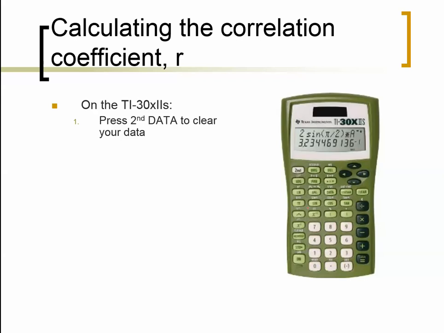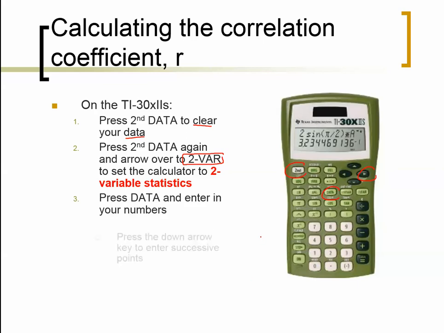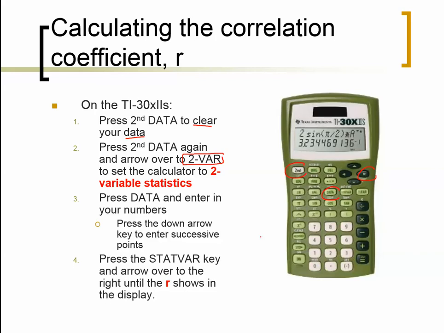So first we need to clear all data, so we're going to press second data. Press second data again, then arrow to the right and do clear data. Once you've cleared your data, you want to set the calculator to two variable statistics. That's because we're going to be typing in paired data. Press data after you do that to enter in your numbers. After you've entered in all of your successive points, press the stat var key, which is next to data, to calculate. Keep arrowing to the right until you find A, B, and R.